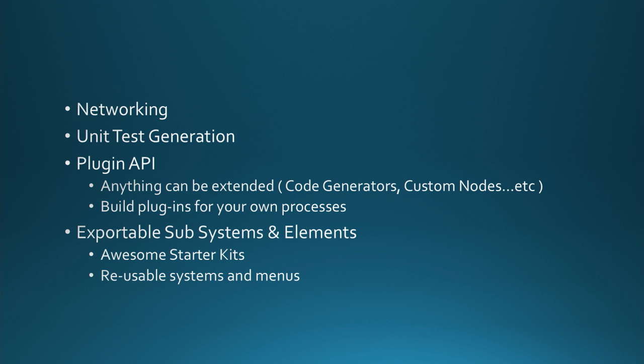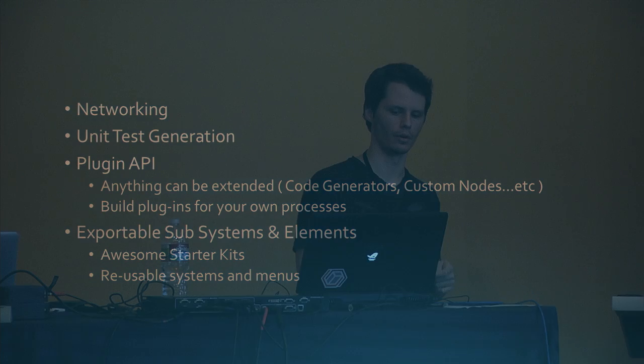The last thing is reusable subsystems and menus. I guess I already talked about that, but the general idea is being able to take your subsystem, export it as a DLL, export it as a Unity package, import it into your other project, and reuse that later on. So that's pretty much it. If there are any questions, I know it's a lot of information at once.